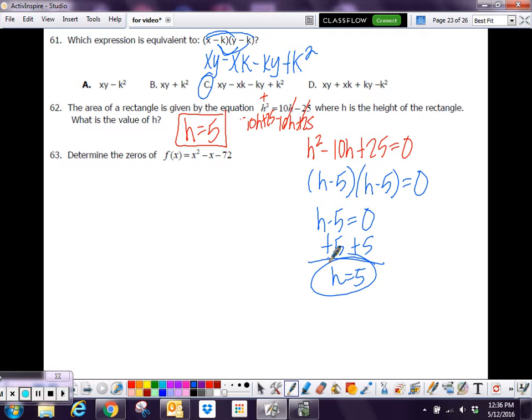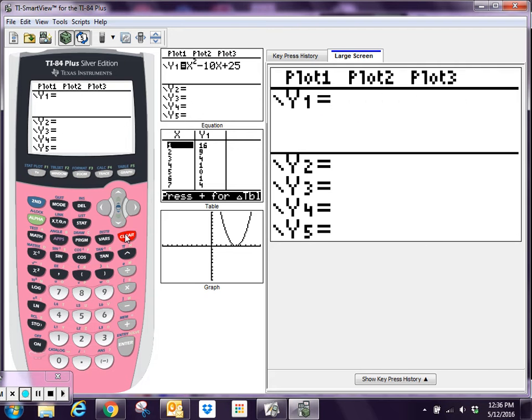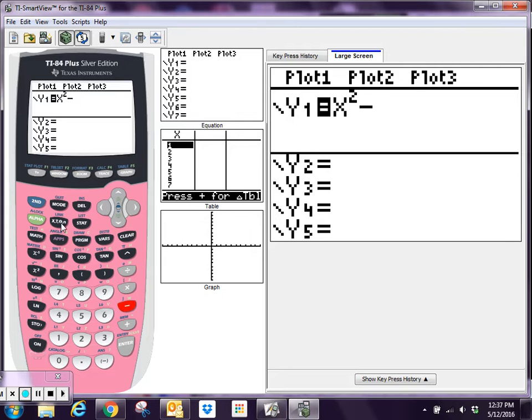63, determine the zeros. Again, this one would be really easy to factor, but you might as well get the zeros from your calculator. So I'm going to go to my y equals, and I'm going to type this in. So I've got x squared minus x minus 72. I'm going to graph it.